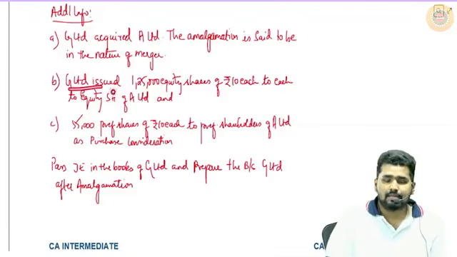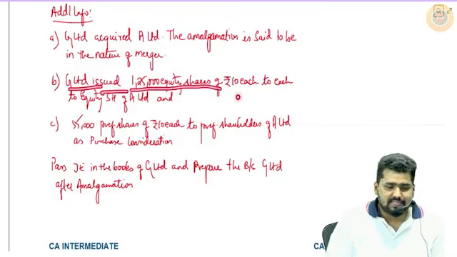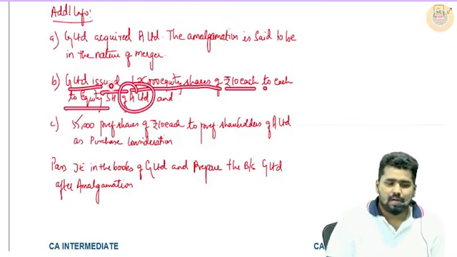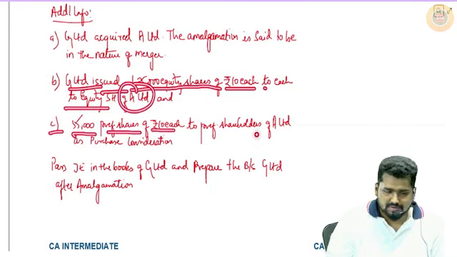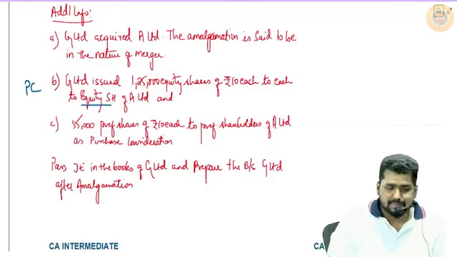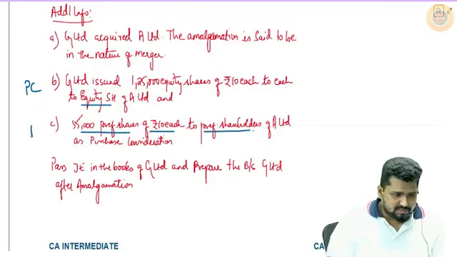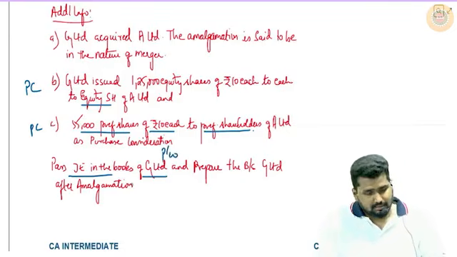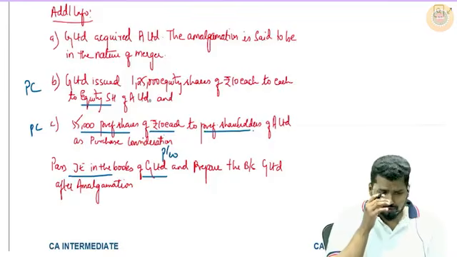G Limited issued 1,25,000 equity shares of 10 each to the equity shareholders of A Limited, and 55,000 preference shares of 10 each to the preference shareholders. My question is, you are giving 1,25,000 equity shares to equity shareholders. This will be considered for PC. 55,000 preference shares of 10 each you are giving to preference shareholders. This will also be considered for PC. Pass journal entries in the books of G Limited, the purchasing company, and also prepare the balance sheet after amalgamation. Clear? Very basic question to understand the concept.